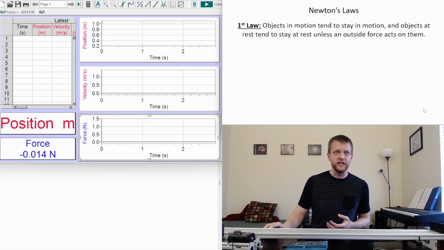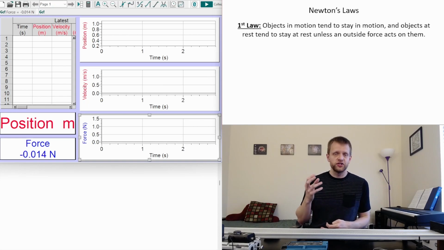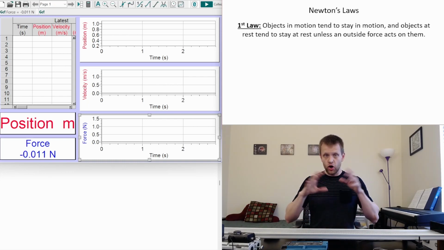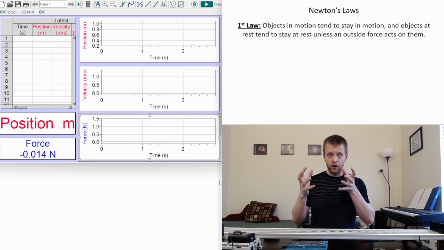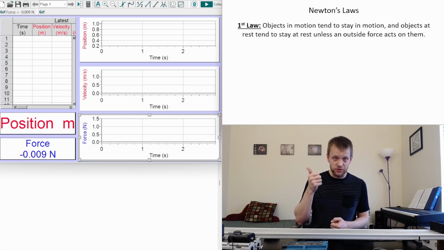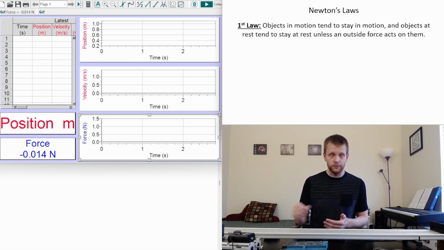And briefly, Newton's three laws are as follows. The first law is that objects in motion will tend to stay in motion, and objects at rest tend to stay at rest unless an outside force acts on them. If there are no external forces, or if all of the external forces acting on a system are balanced, that object will keep moving in exactly the same way, the same velocity, the same speed, in the same direction, unless there's some unbalanced external force acting on the object.